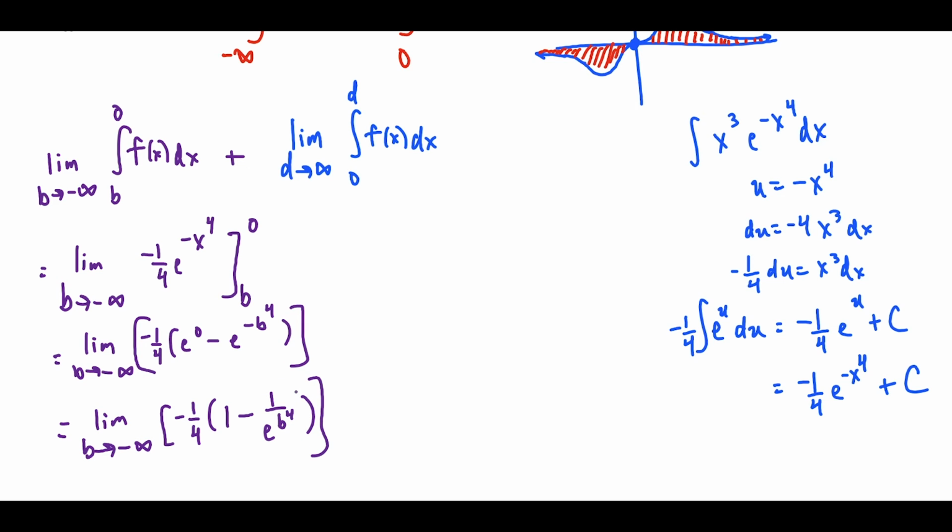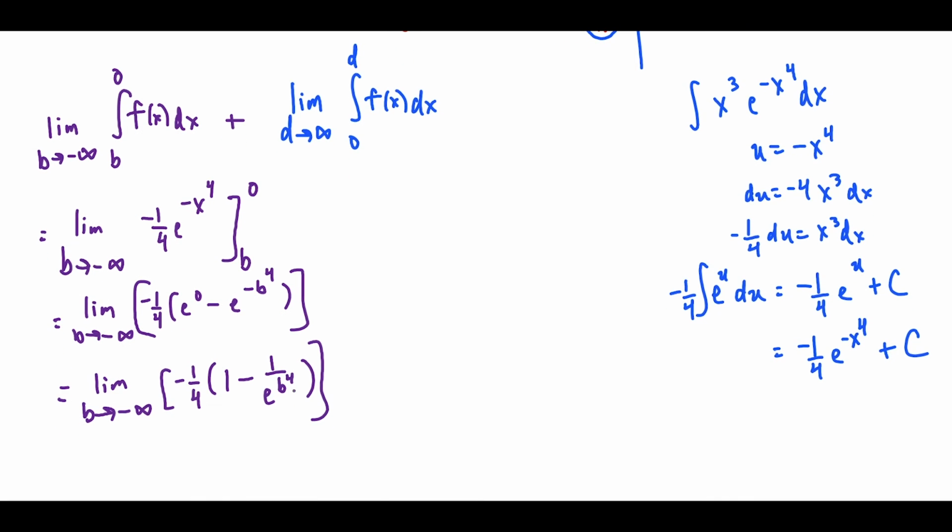Okay, so this limit is something we have to evaluate. If we go ahead and do that now, this actually does converge, because this term, 1 over e to the b to the fourth power: if you take negative infinity to the fourth power, it goes towards positive infinity, and then 1 over e to the infinity goes to 0. So this is going to be negative 1/4 times 1 minus 0 on the inside, plus whatever we get by doing this other integral. So far we have that the integral in purple converges.